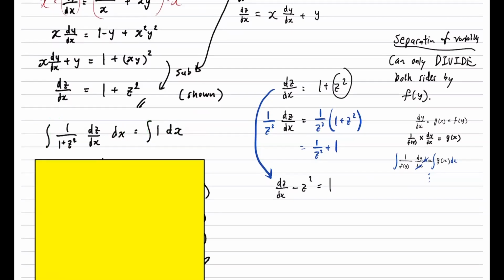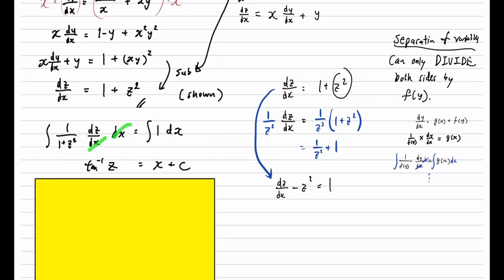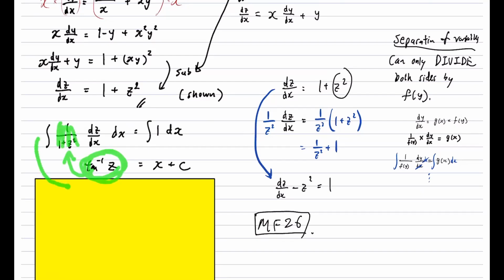And I think you know the rest of the procedure. Cancel off the dx. You're left with integrating 1 over 1 plus z squared with respect to z. This is a standard formula, tangent inverse of z. Check your MF26. Maybe we should go through another lesson about integration and applications. But by this, if you're starting off with differential equation, you should already know your integration. So tangent inverse, if you try to differentiate, you get 1 over 1 plus z squared. So of course, if you integrate, you're working backwards, you'll get back to tangent inverse. Then integrate 1, you get x. But don't forget a plus c.